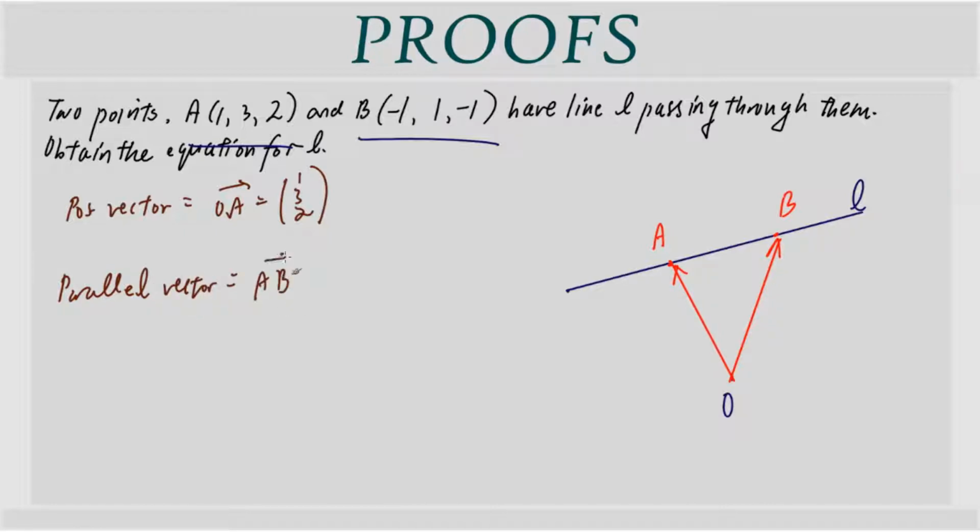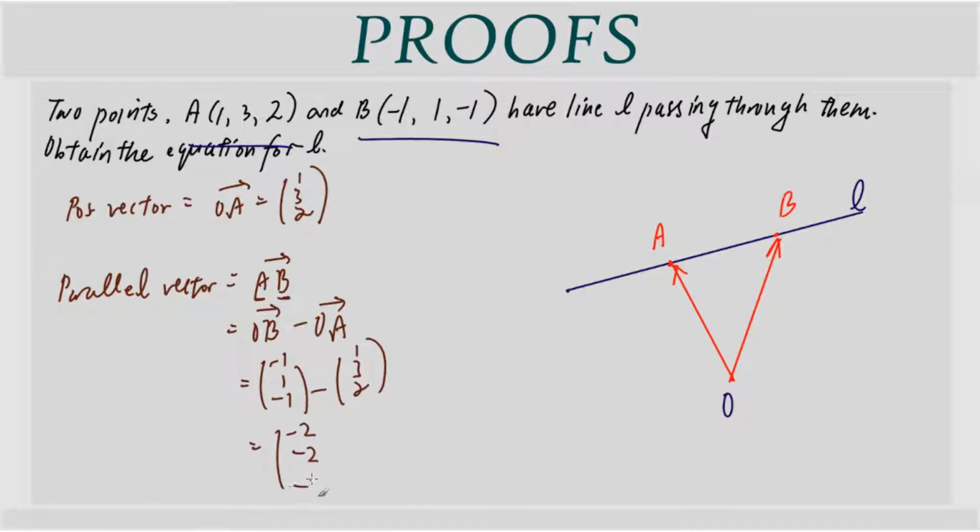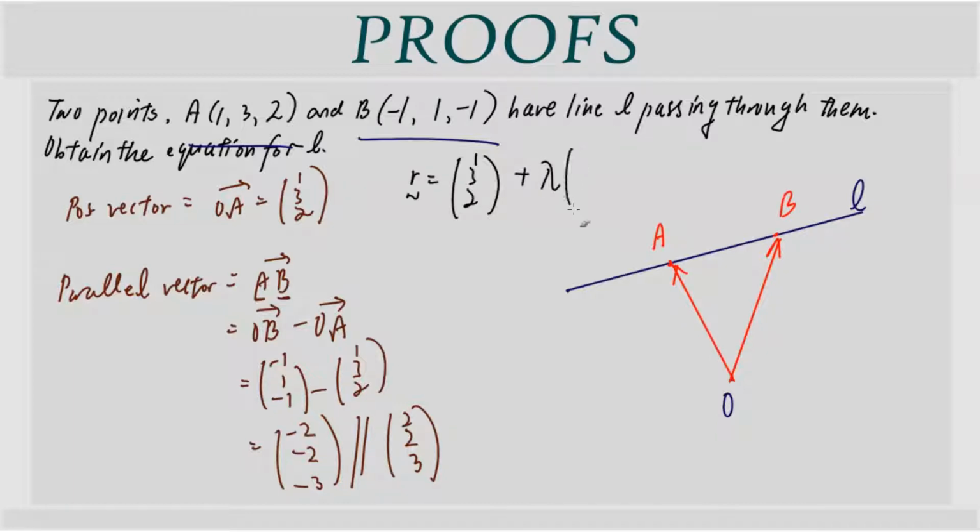And that's equal to OB minus OA. The right hand side letter minus the position vector of the left hand side letter, right? OB minus OA, which is equal to -1, -1, -1 minus 1, 3, 2, which gives you -2, -2, -3. Oh, but I don't want to use the negative signs. Well, in fact, it doesn't really matter in the vector equation. So I can choose 2, 2, 3 instead. So I have obtained the vector equation, which is R is equal to 1, 3, 2, position vector plus lambda times 2, 2, 3, right, which is the parallel vector.